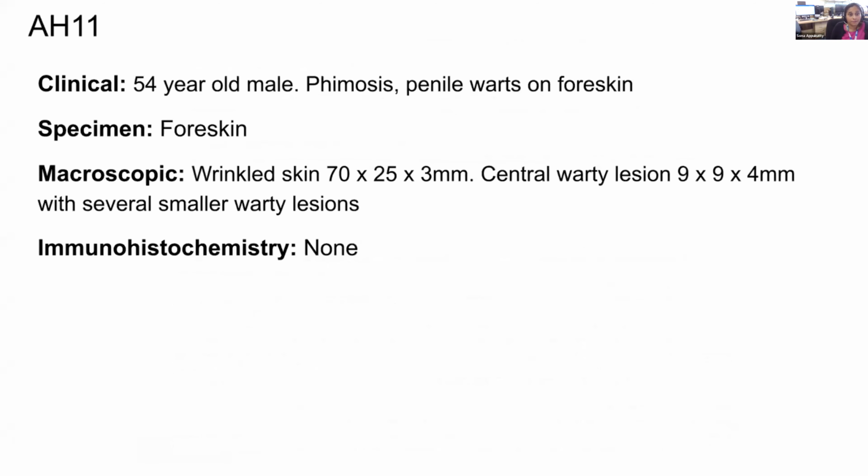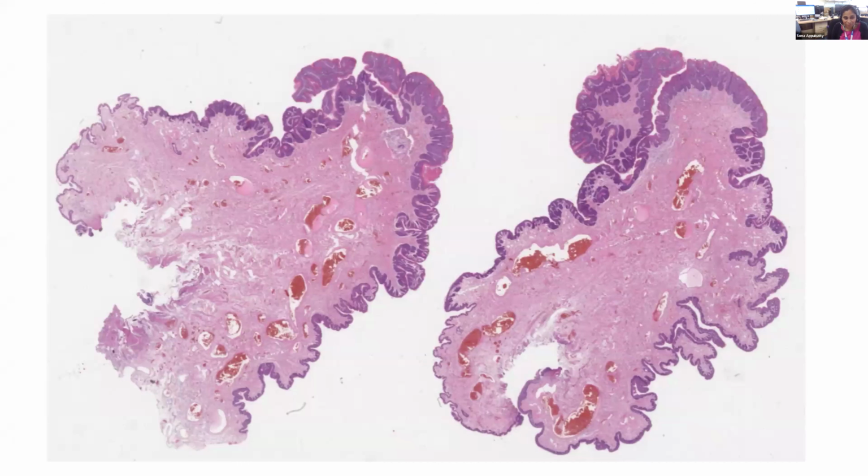Case number 11, we have a 54-year-old male with penile warts. We are told there was a central warty lesion 9 mm and several smaller warty lesions. So we have 2 pieces of foreskin, something probably looking like normal. And then the rest of the area, we have some papillomatosis, and it looks very thick and very blue. And on the surface, we have a pinkish look.